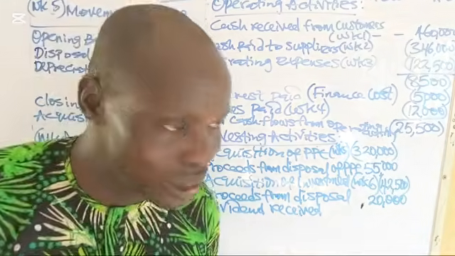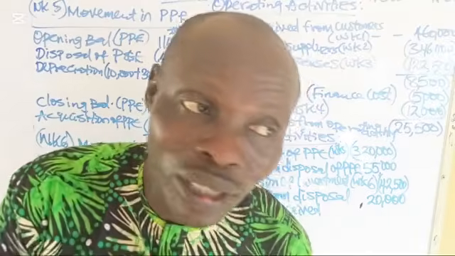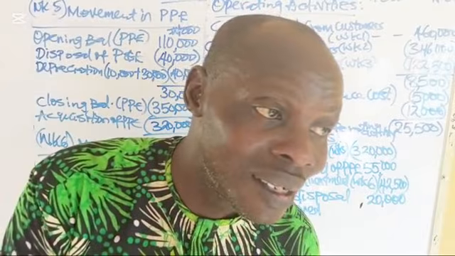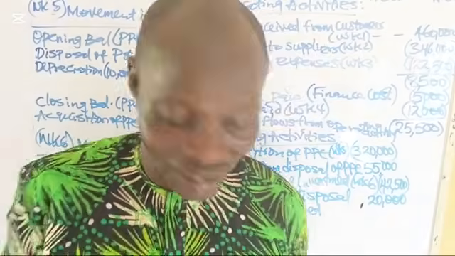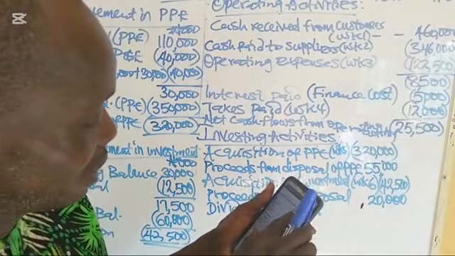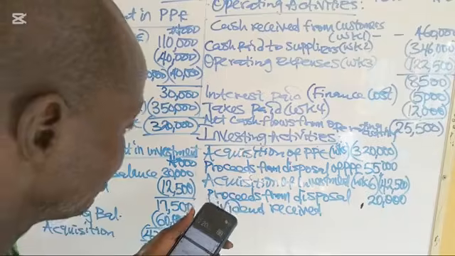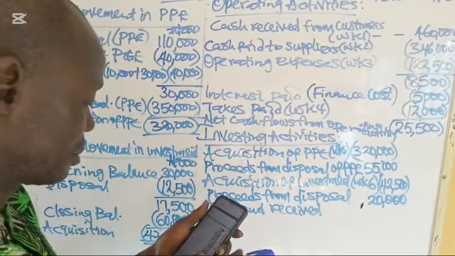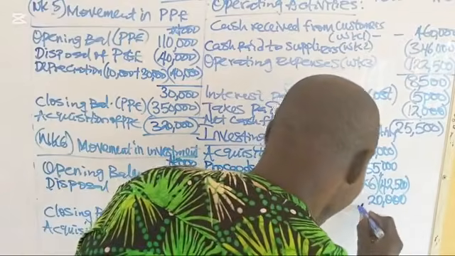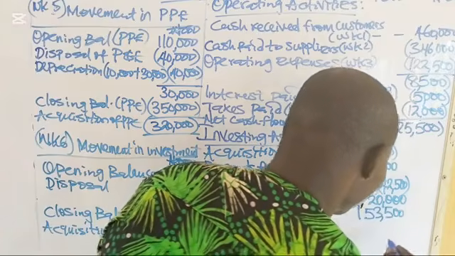Where did you see the 153? Tell me where you saw it, or you spared the solution. In the statement of profit and loss. Okay, let me check. Okay, we have it there. Thank you very much. 153,500. Inflow.